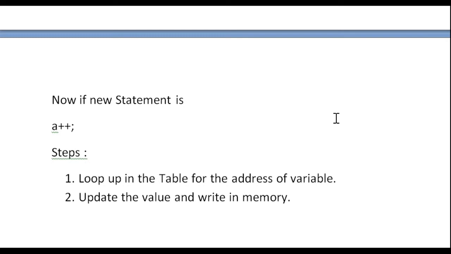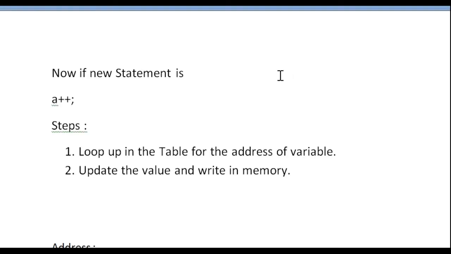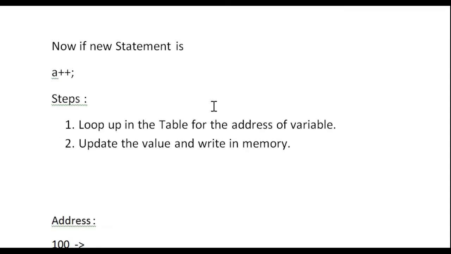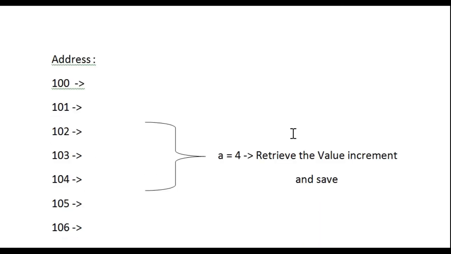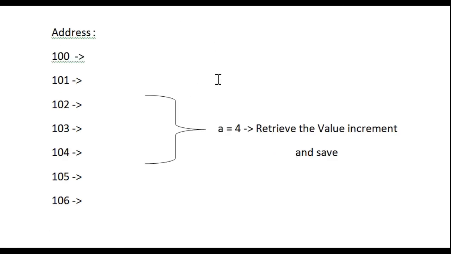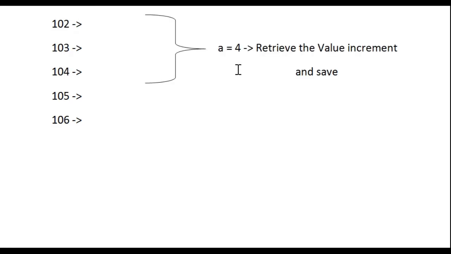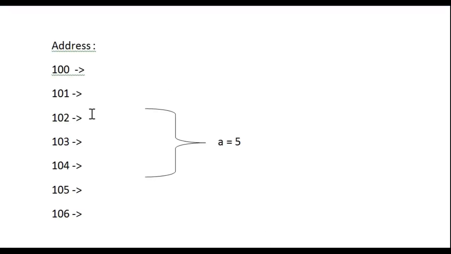Next, if it scans a statement like a++, then what will it do? It looks up in the table for the address of the variable, that is, what is the address of a, then updates the value and writes the new updated value in the memory. So this is our address space, and it looks for the variable a, retrieves the value, increments it and then saves it in the memory like that. The new updated value is in this address space.